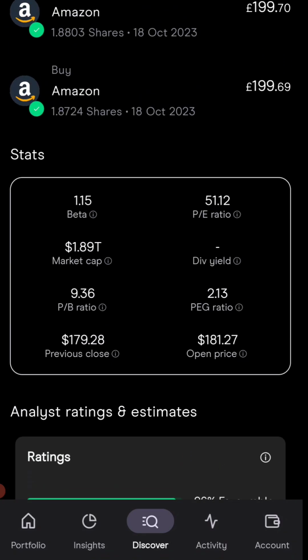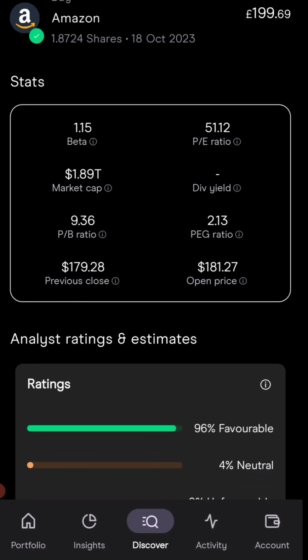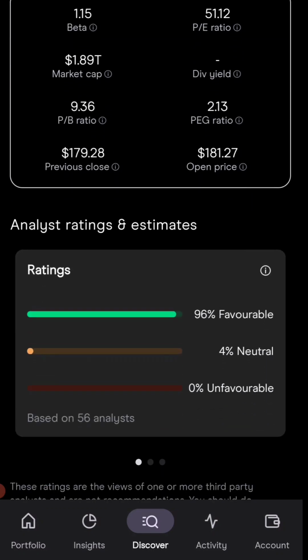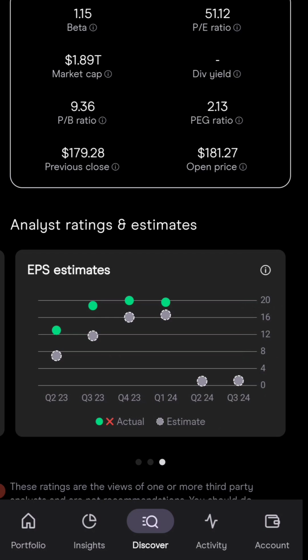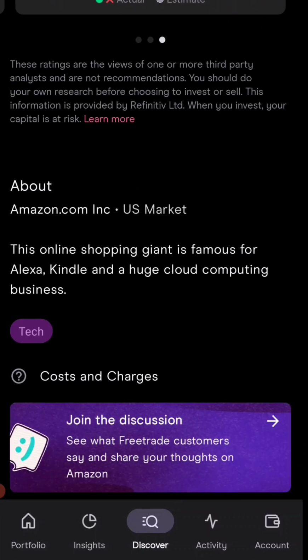So if I go into an individual stock, I've just picked Amazon here as an example, and I can find out it's got a price to earnings ratio of 51. God, that's high, isn't it? Lots of other information on there. I get some analyst ratings as well. So we've got 56 analysts who are rating this, and the average analyst rating is that the shares will increase by 22.69% over the next 12 months. And it shows me the earning per share estimates and whether they've met them or not. So, some good tools here.